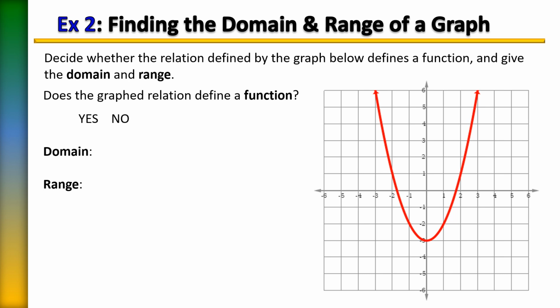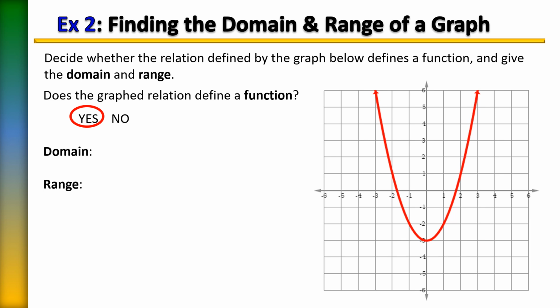If you said yes, that is correct, because recall the vertical line test. If you can sketch or imagine a vertical line going through your graph, and if it intersects in only one place, then yes, it is a function. Next, we want to find what is the domain of the function.